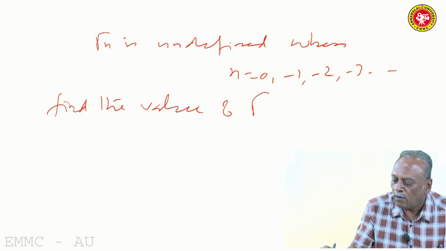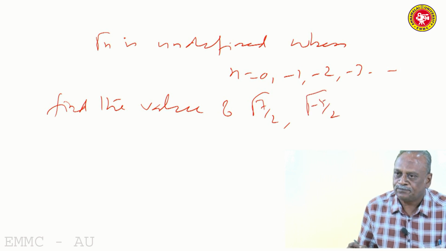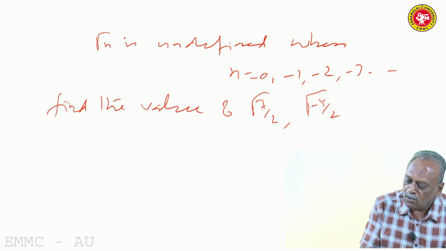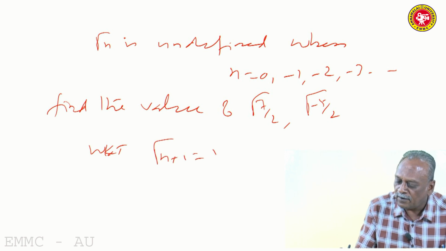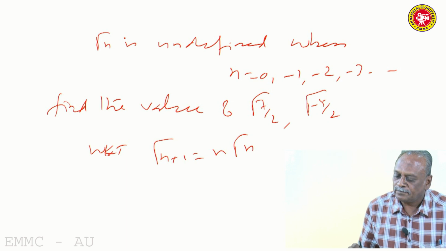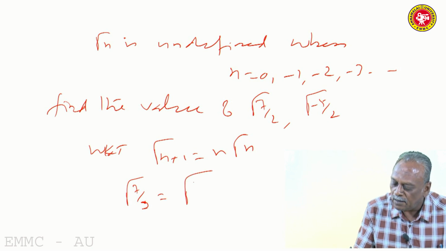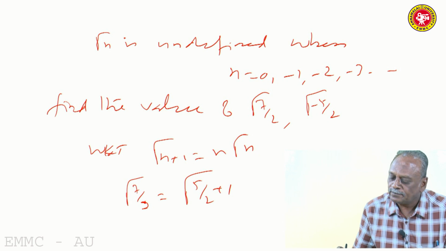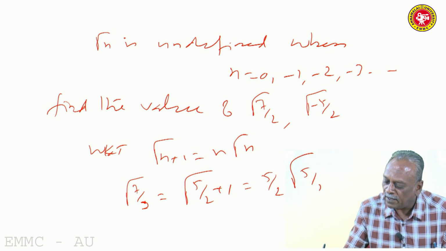Now find the value of gamma 7 by 2 and gamma minus 5 by 2. We know that gamma n plus 1 equals n into gamma n. Now we are going to find gamma 7 by 2, and this can be written as gamma 5 by 2 plus 1. So using this formula, gamma n plus 1 equals n into gamma n, we get 5 by 2 into gamma 5 by 2.